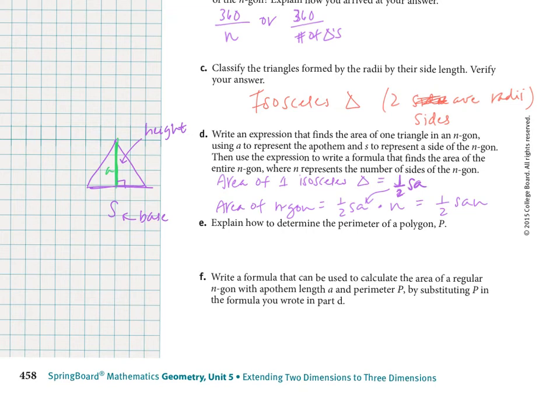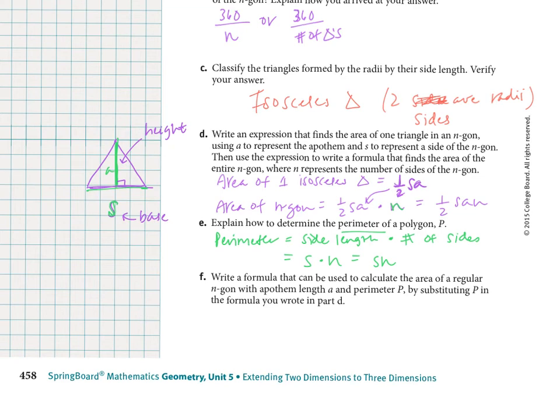All right, now let's look at the next part. Part E says, explain how to determine the perimeter of the polygon P. Well, remember, perimeter is going to be your side length, which in this case is S, times the number of sides. The number of sides we're using is the letter n from up above, so it's really going to be S times n, or we could say SN.